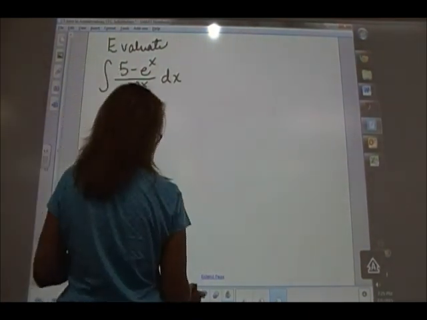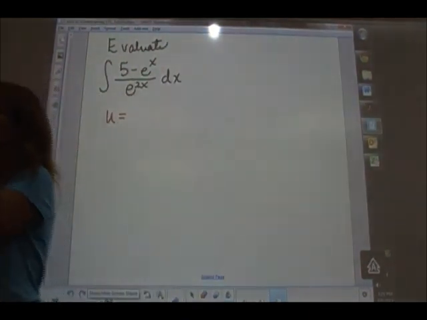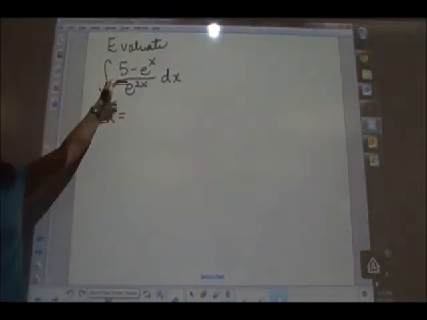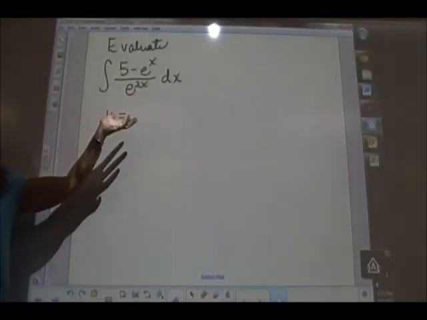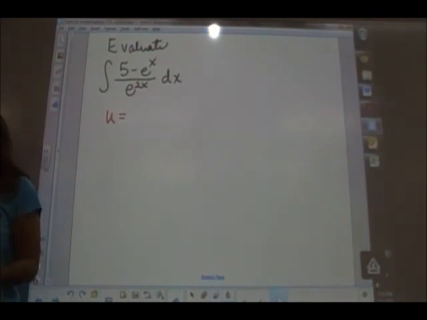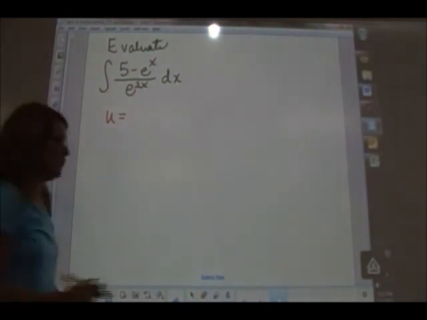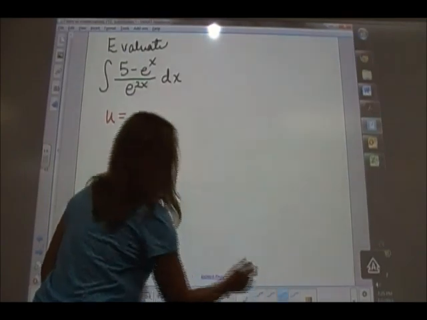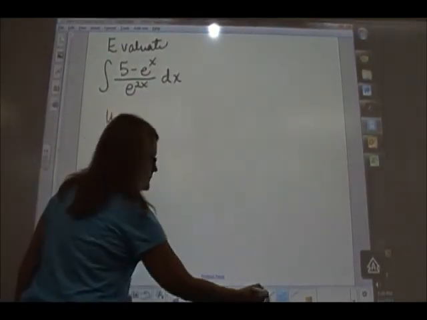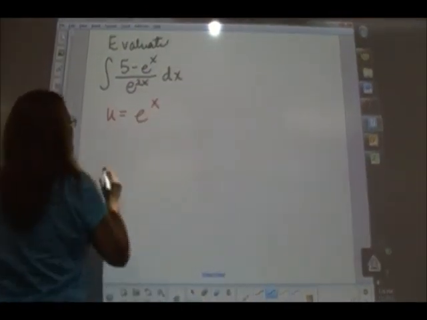I don't know. Hey, you know what? If you want to let u be e to the x, you might as well let u be 5 minus e to the x, because when you take the derivative of 5, you get 0. Well, I was thinking that you... Okay, I'm going to go with what you want to do. He wants to let u be e to the x. I got you. Let's just see what happens.